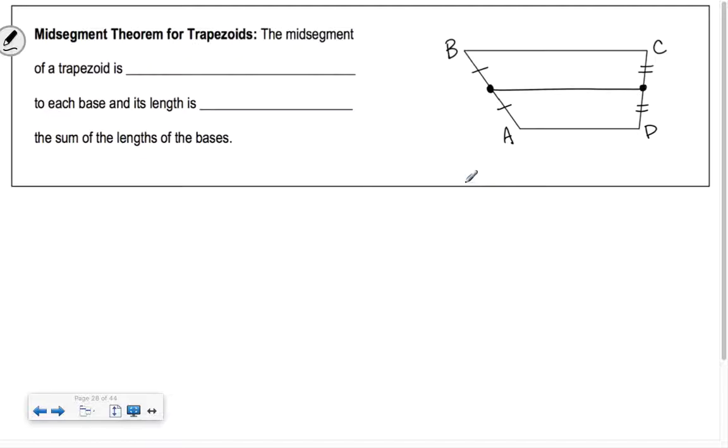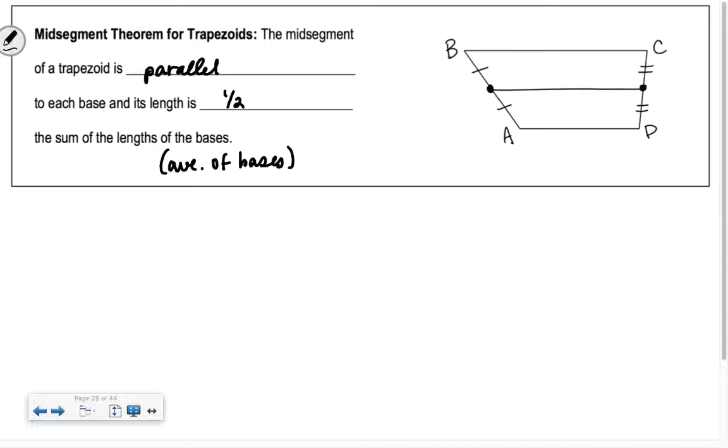All right, so the midsegment theorem for trapezoids says the midsegment of a trapezoid is parallel to each base, and its length is half the sum of the lengths of the bases. So it's the average. Okay.